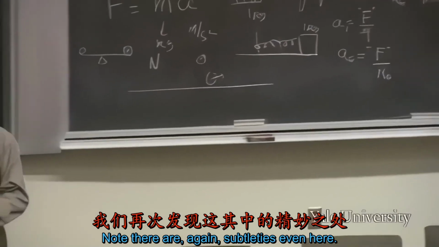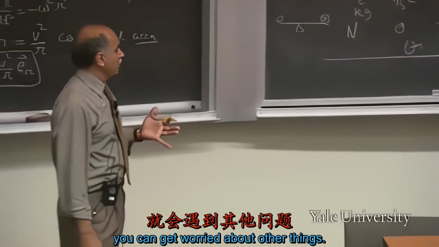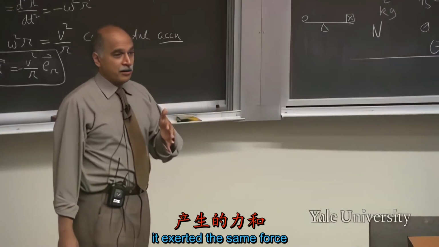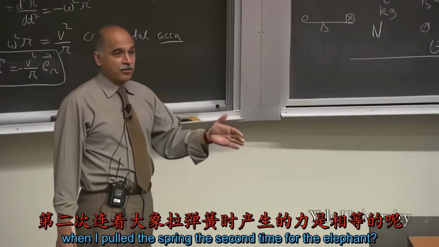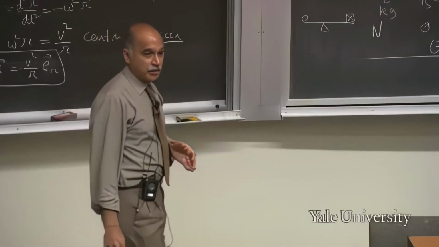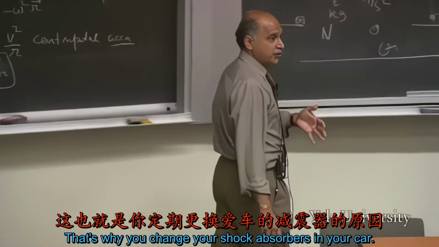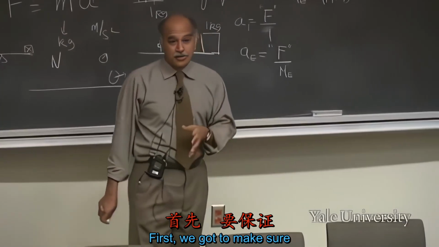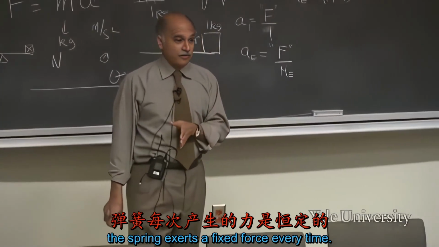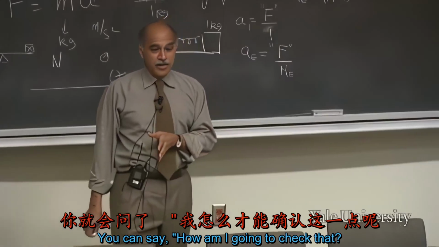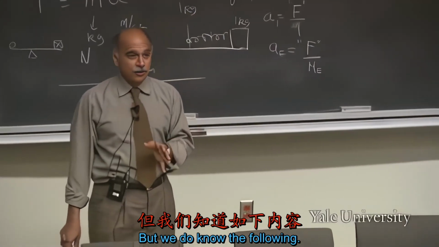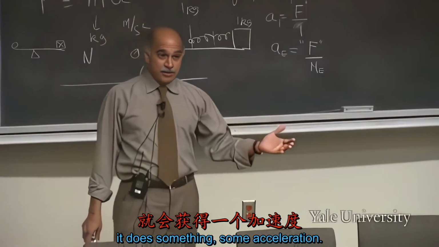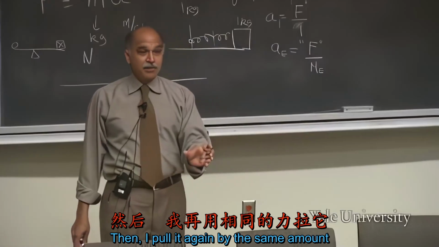Now, there are again subtleties even here. If you think harder, you can get worried about other things. For example, how do I know that when I pull the spring the first time for the mass, it exerted the same force when I pulled the spring the second time for the elephant? After all, springs wear out. That's why you change your shock absorbers in your car. After a while, they don't do the same thing. So first, we got to make sure the spring exerts a fixed force every time. Now, you can say, how am I going to check that? I don't have the definition of force yet. But we do know the following. If I pull the 1 kilogram mass and I let it go, it does something, some acceleration. Then I pull it again by the same amount and let it go.